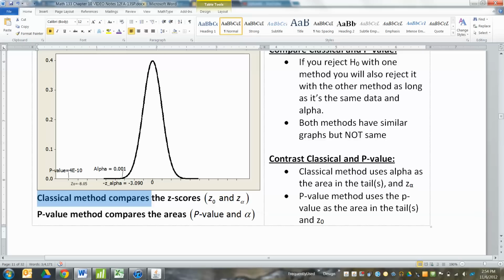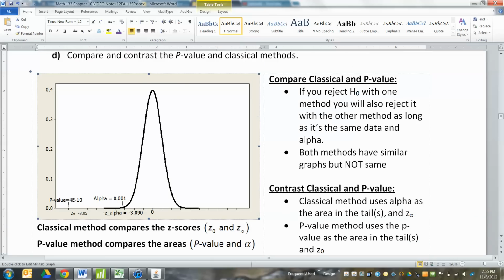I.e., are you really far away from the rest of the group? Just like Steve, we knew his die was loaded because he was far away from the center. Z-score was really big or really low. The p-value method compares the areas, the p-value and the alpha. If the p-value is less than alpha, we reject. Done. And again, the p-value is the simpler one because for p-value, you're always looking for low p-value, right? Looking for low numbers.